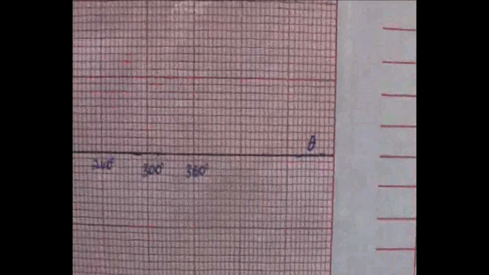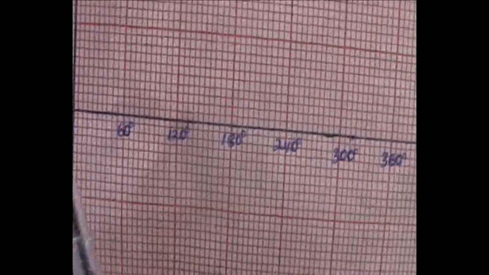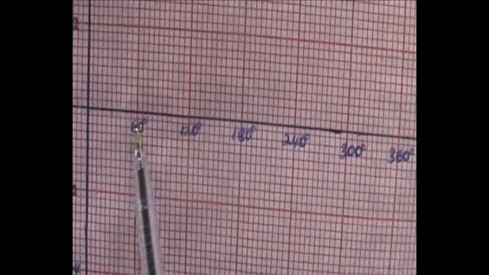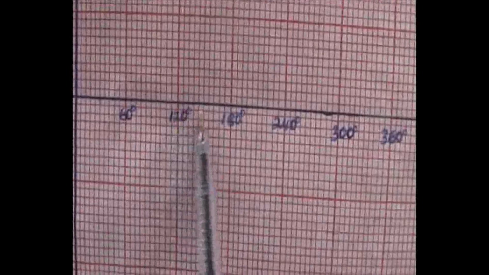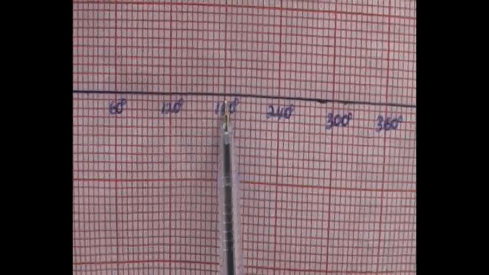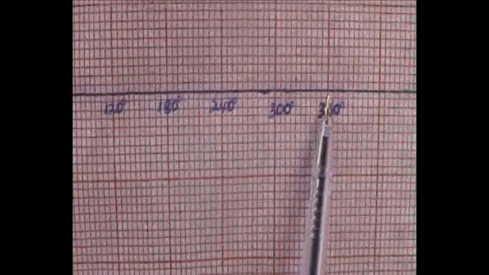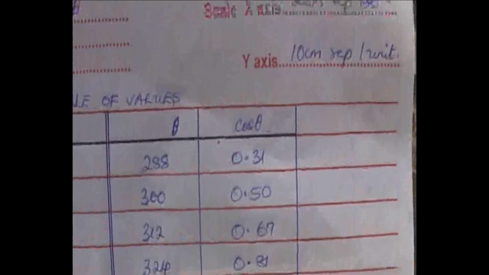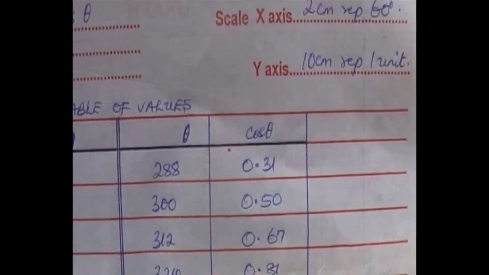This is the theta axis, the horizontal axis. That was why you saw from here 0, 2 cm representing 60, another 2 cm representing 120, another 2 cm representing 180, until 360. From the same scale, it says along the y-axis 10 cm represents 1 unit.